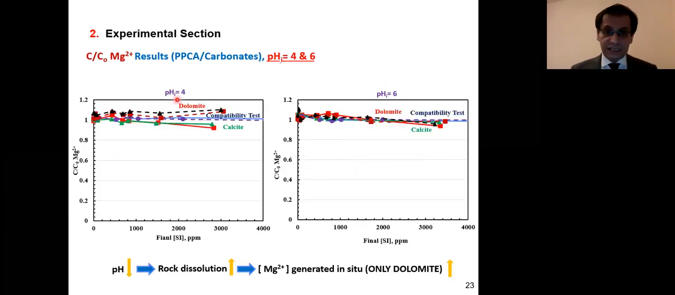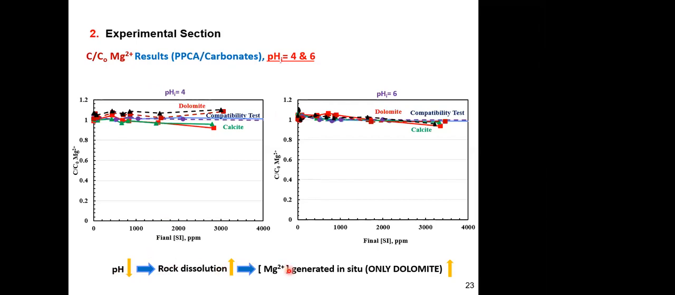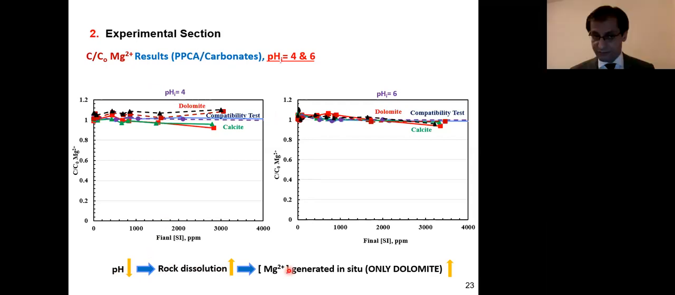For magnesium, for pH 4 and 6, no significant changes in the normalized magnesium, but we can conclude that as pH decreased, the rock dissolution is increased and the amount of magnesium generated in dolomite is higher. Okay.